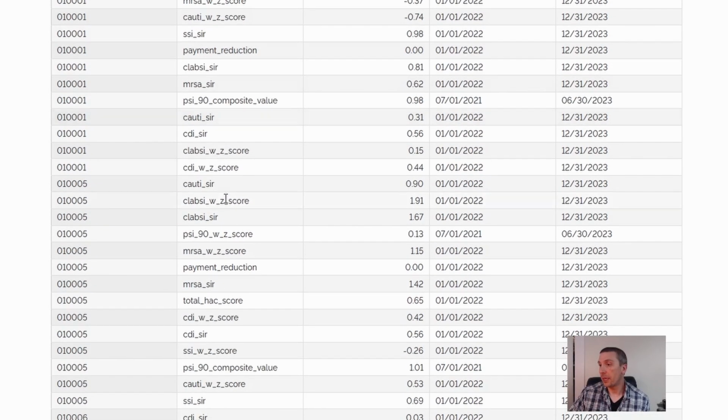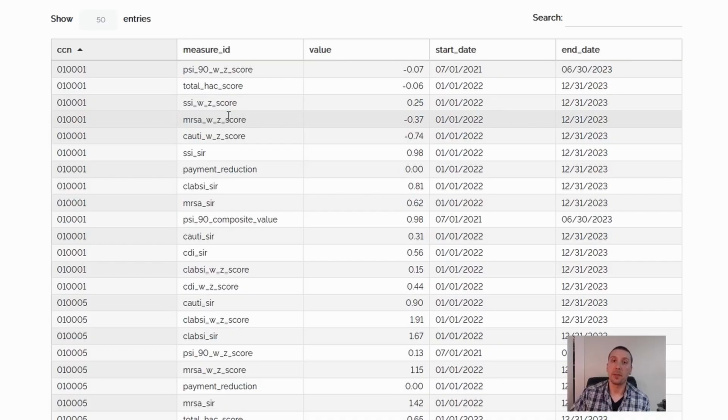So really what you're getting is overall performance for an inpatient hospital over the course of a particular year. So this would be for fiscal year. This is the most recent, so this is for fiscal year 2025. And you can see the dates over here are the performance period.